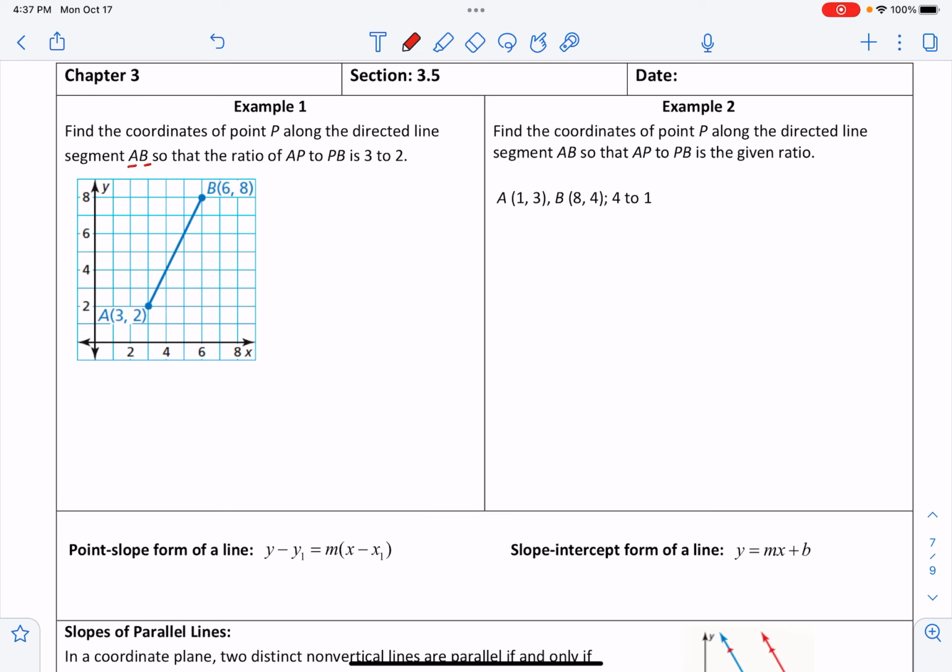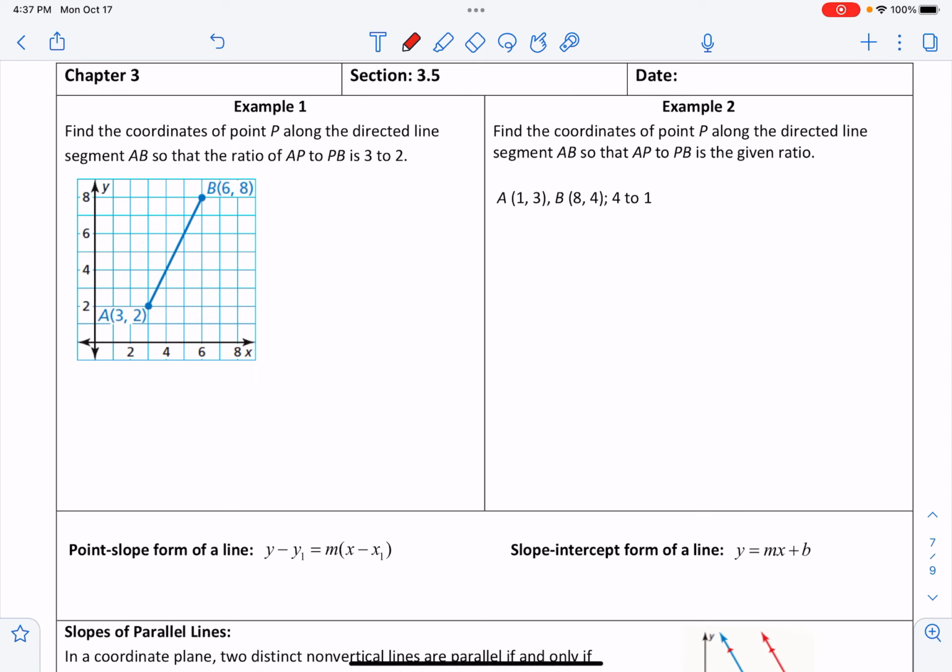But we want to create a point P along the directed line segment so that when we put P on this line, it has a ratio from AP to PB of 3 to 2. So a 3 to 2 ratio. Essentially, guys, we need to go up 3 to 2, or up 3/5 of the way.